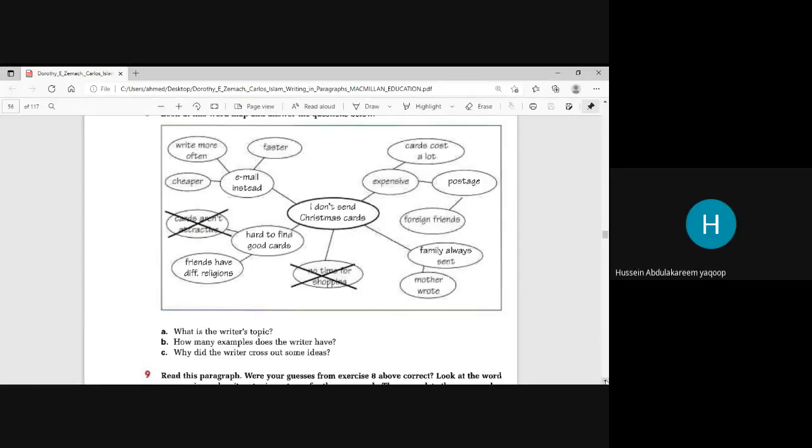Well, okay. Now you see here, what do we have here in front of us? What is this? Brainstorming. It's kind of brainstorming. We say here we have a word map. Word map. Now, you see here the writer uses the main idea and puts it in the middle.